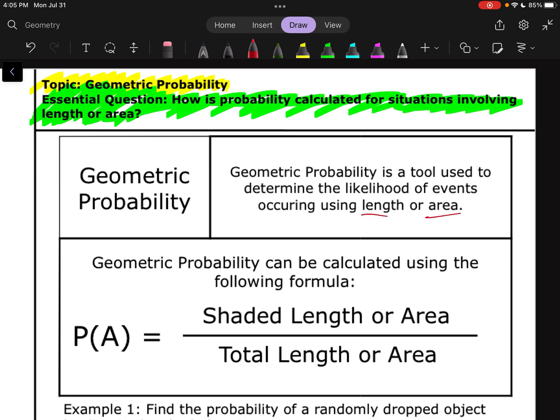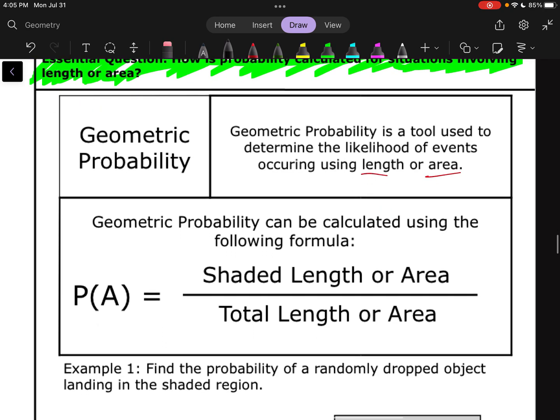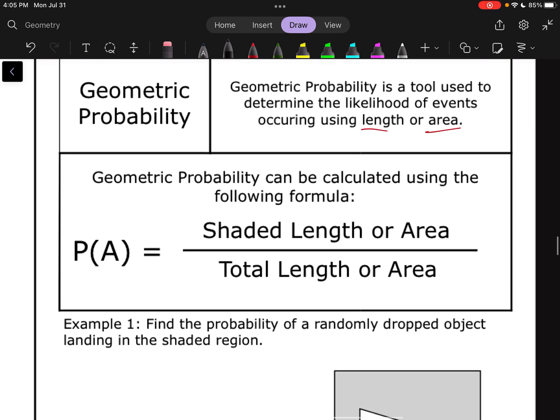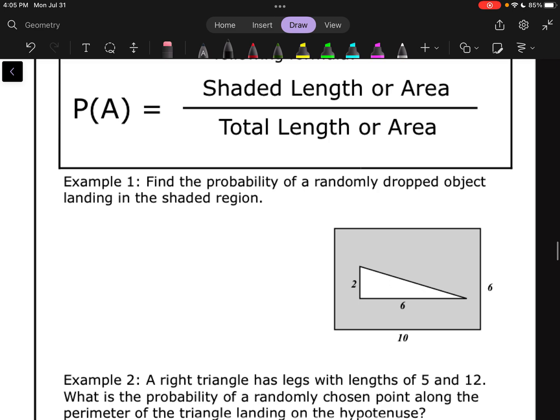And when we are doing this, our general formula will be what we can see down below here, saying that geometric probability can be calculated using the following formula. Probability of A, where A is some event that they're talking about, is equal to the shaded length or area divided by the total length or area. Essentially, we will find the measurement that we want, and we'll divide it by the total measurement, whether that's in length or area. Let's give it a shot here.